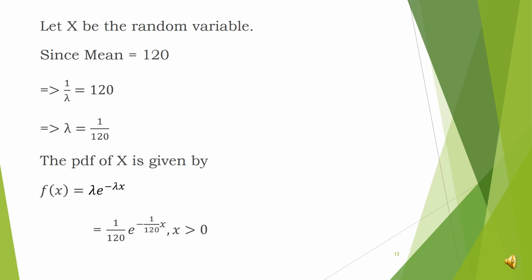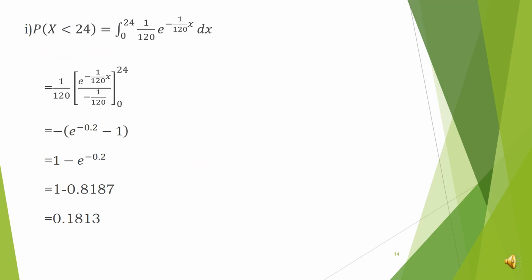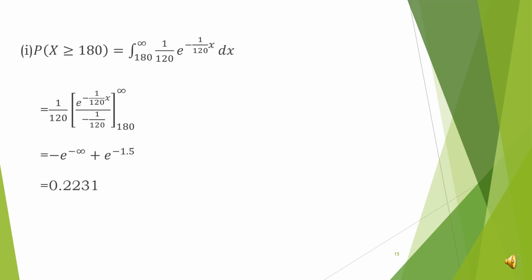Let the random variable be x. The mean is given as 120, so 1 by lambda is 120, and the lambda value is 1 by 120. We have to calculate the probability density function. f of x is given by lambda into e power minus lambda x. Here we substitute the values, and we are also asked to find the probability of x less than 24. So the limit value ranges from 0 to 24, and on integrating we find the value as 0.1813.